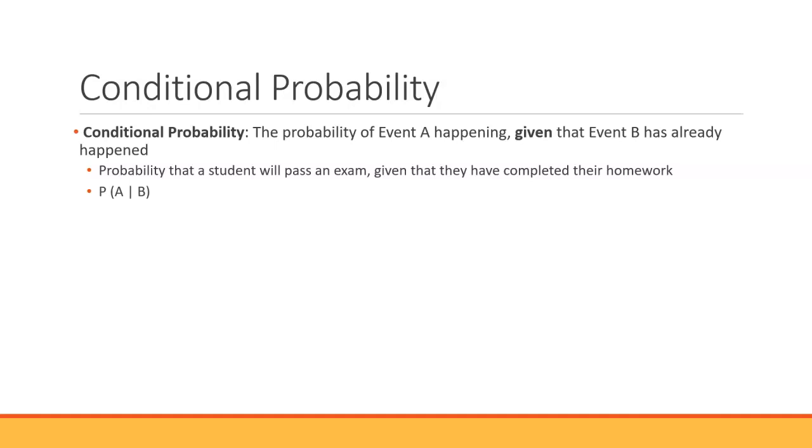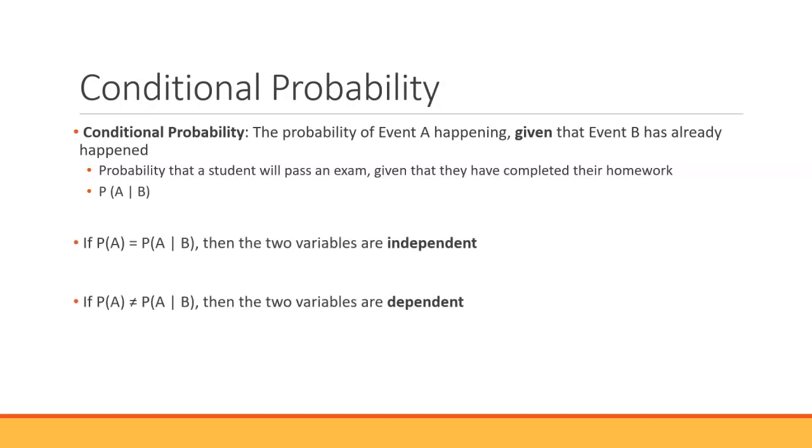That vertical line, we read as "given." So that's the probability that event A will happen given that event B has already happened. We can also figure out if the variables are independent of each other or if they are dependent. If the probability of A equals the probability of A given B, then the two variables are independent.